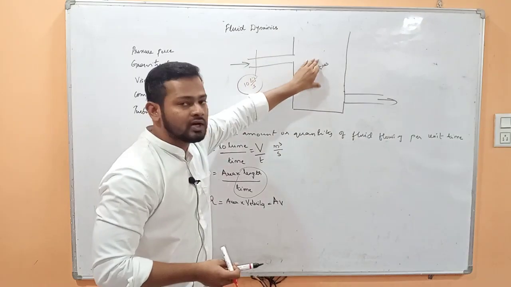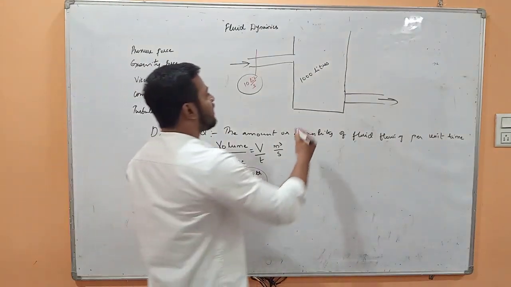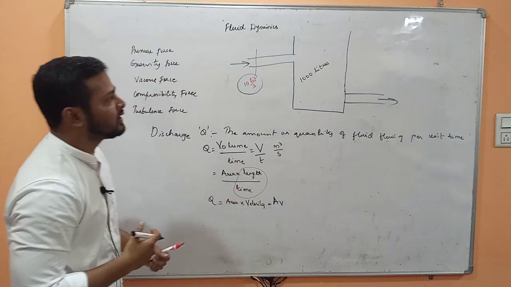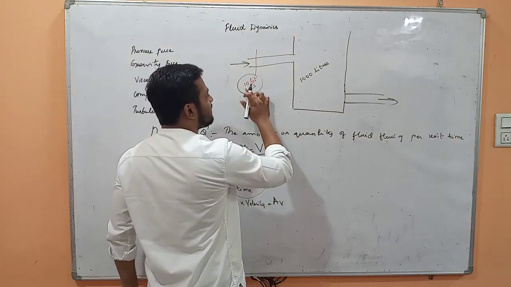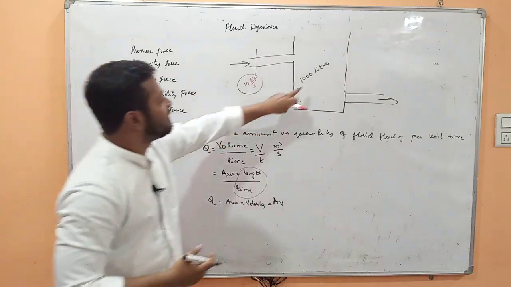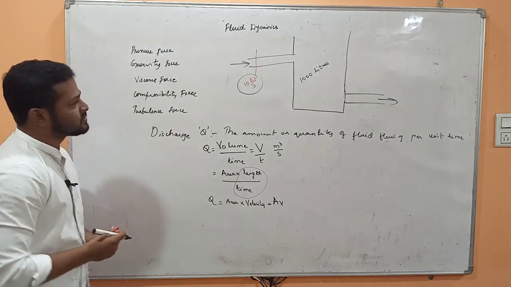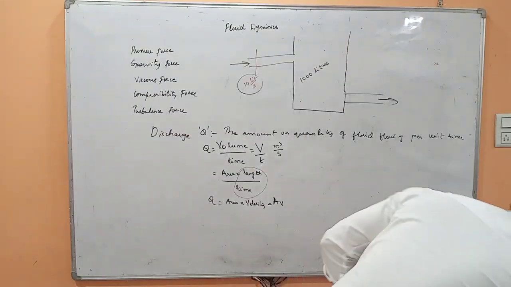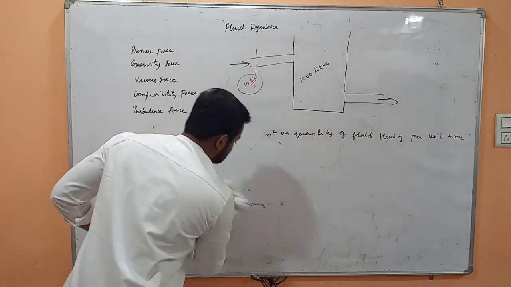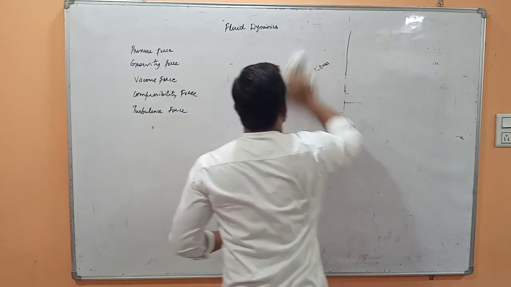So how much time will it take to fill the tank? Because the capacity is 1000 liters, it will take 100 seconds, because 10 liters in 1 second. So for filling 1000 liters, it will take 10 into 100. That means the 1000 liter tank will be filled in 100 seconds. So that's about discharge. Next topic is... so you have to remember the formula of discharge.